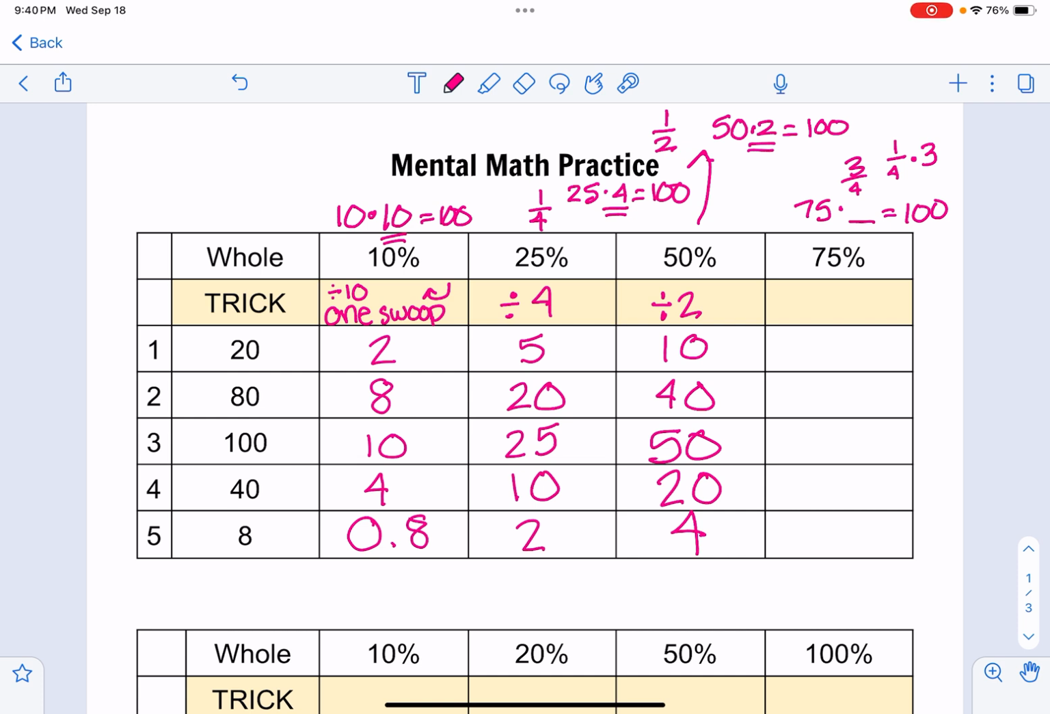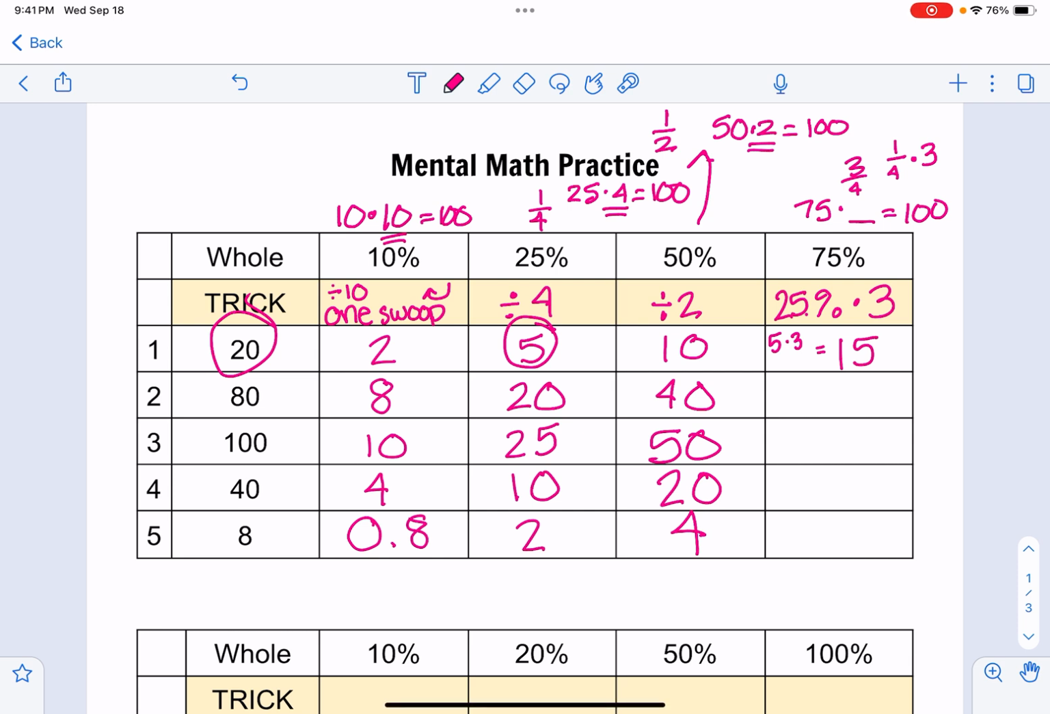And lucky for us, we have already found 1/4 of the number in the 25% column. So what we can actually do is take our answer for 25% and simply multiply it by 3. So starting with 20, 75% of 20, I'm going to be taking 1/4 of it. I already found 25%, it's 5. And I'm just going to be multiplying that by 3. 5 times 3 gives me 15. So 75% of 20 is 15.